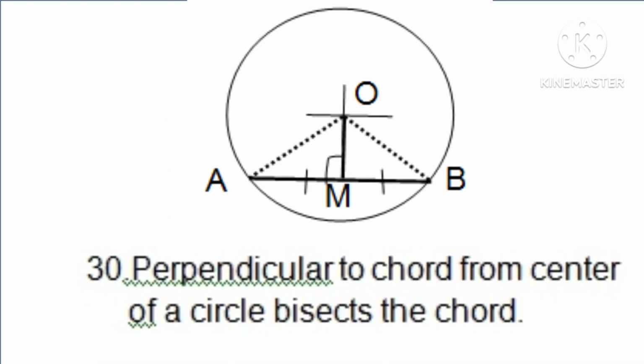30. Perpendicular to a chord from the center of a circle bisects the chord. Referring to the figure, it can be easily proved that triangles OAM and OBM are congruent by the RHS rule. Remember all these properties. This will lead you to 100% success.